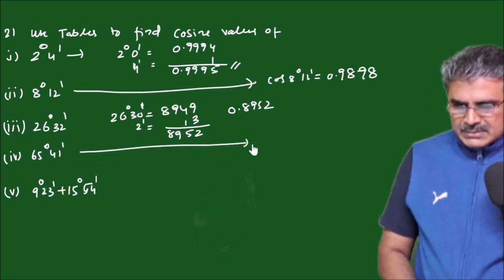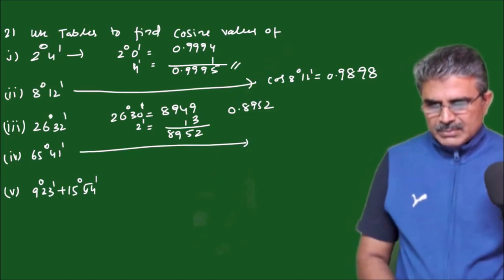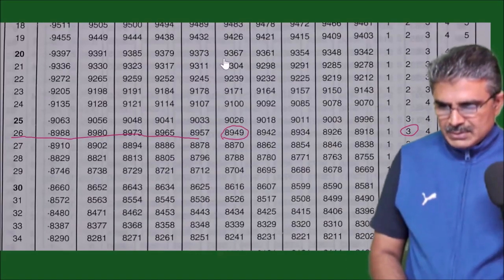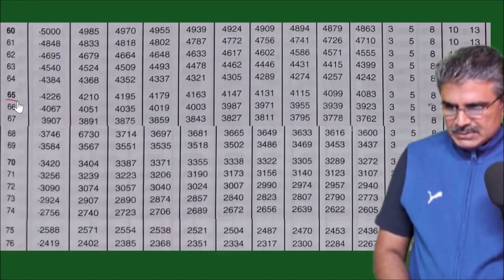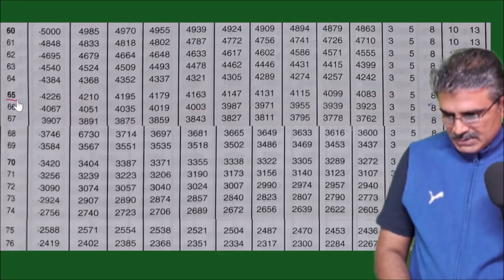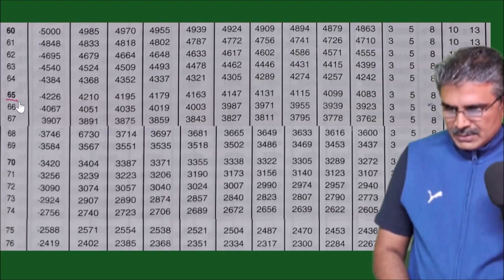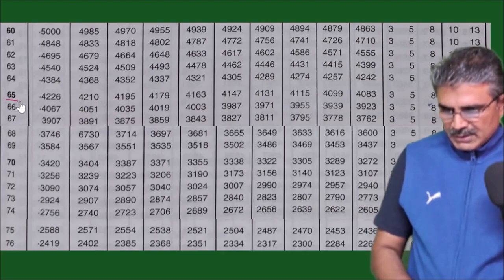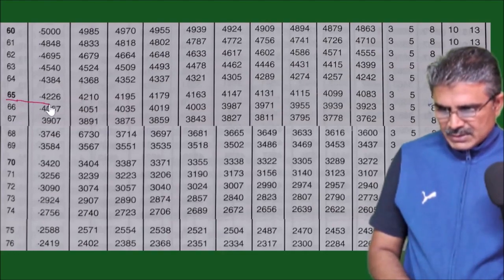Now consider 65 degrees and 41 minutes. Consider the cos table. 65 degrees 41 minutes will not be exactly 41. We have 36 there. So till 36, what is the value?